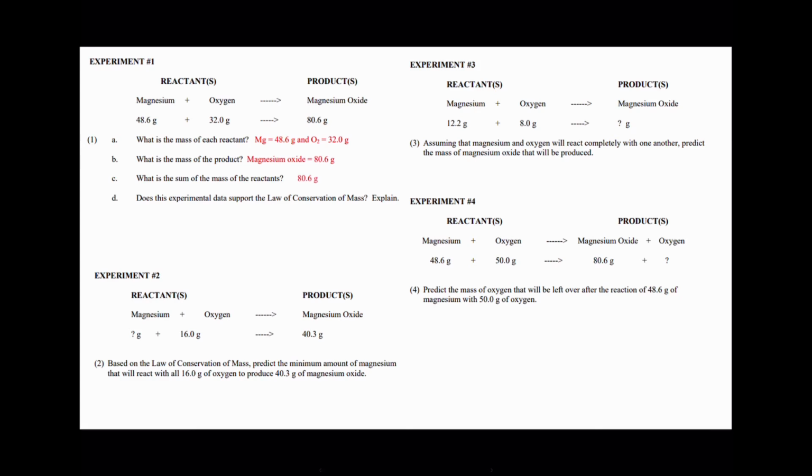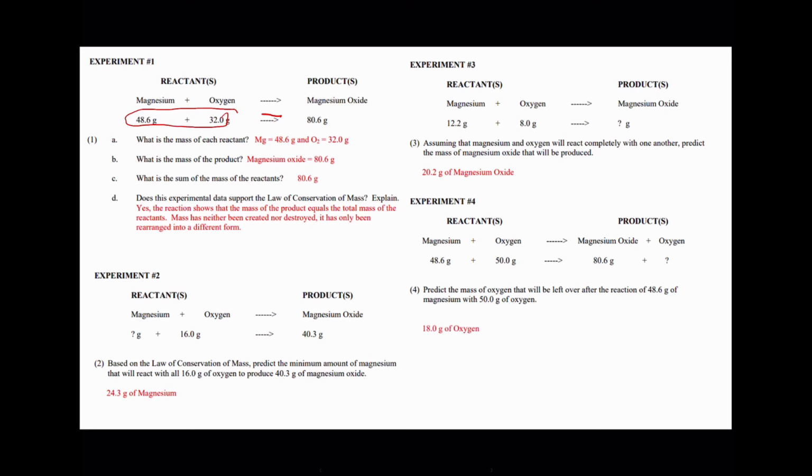Now the last question is, does this experimental data support the law of conservation of mass? In order to test this, we add up the masses of all the reactants. If you do that, see whether that equals 80.6, and in this case it does, since the reaction shows the mass of the products equal to the mass of the reactants. And if you answered the other questions, these are the answers that you should have obtained. If you have any questions about how I arrived at these answers, please email me.